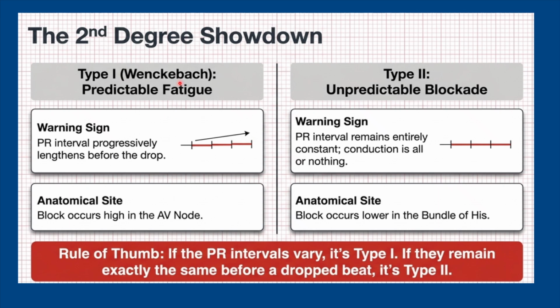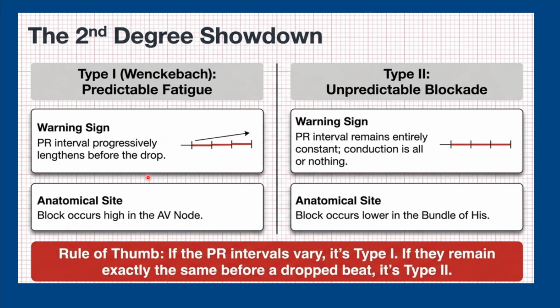In Mobitz type 1, we can remember it by predictable fatigue. So it is gradual prolongation of the PR interval until one beat is missed or dropped. In type 2, it is unpredictable blockade, so you will find occasional dropped beats. The warning sign in type 1: the PR interval progressively lengthens before the drop. But in type 2, PR intervals remain entirely constant, but conduction is all or none. You will have dropped beats.